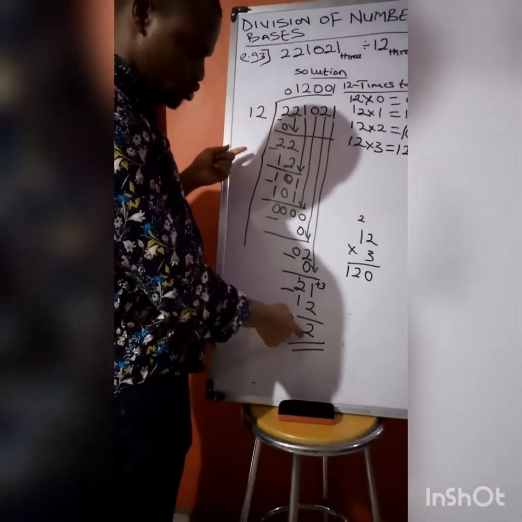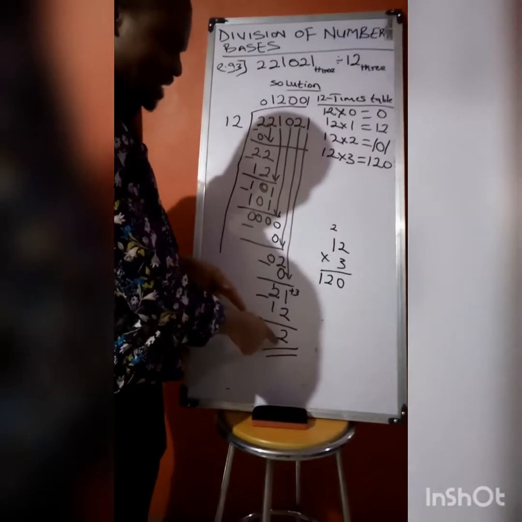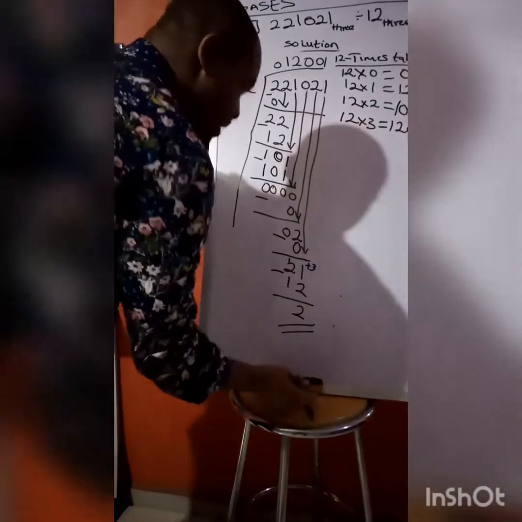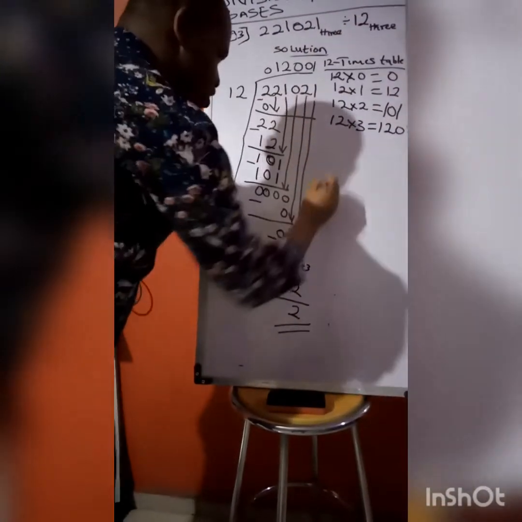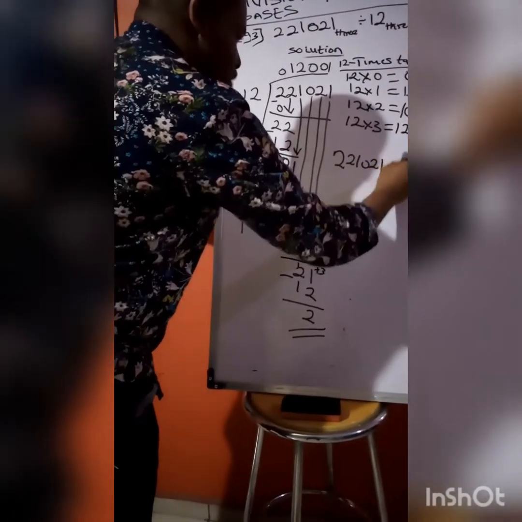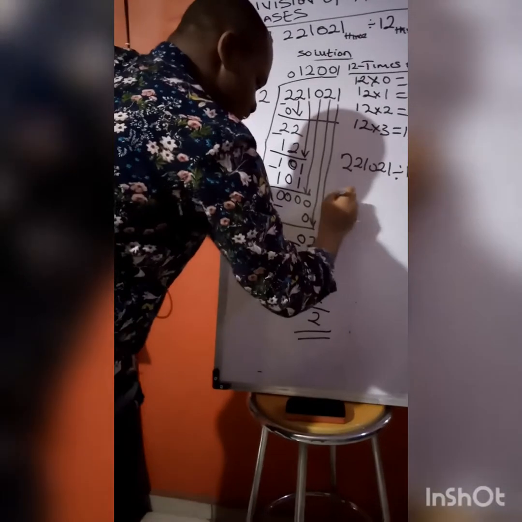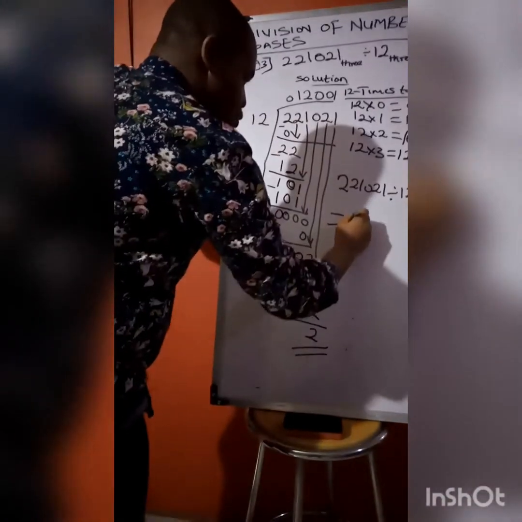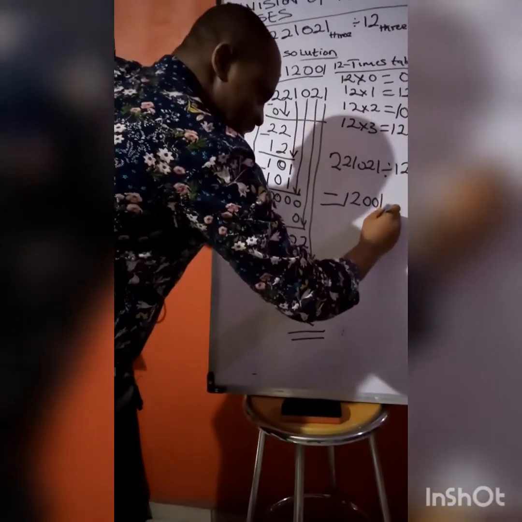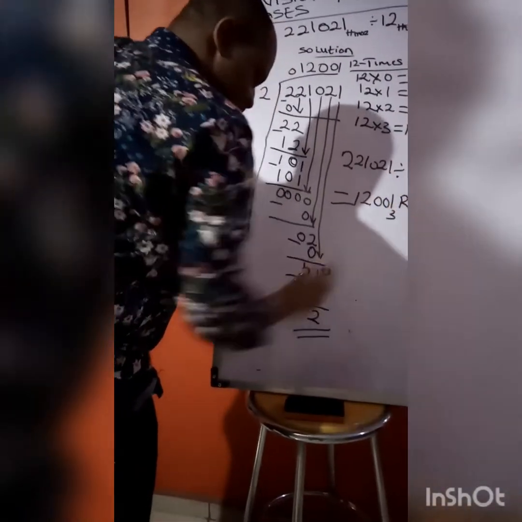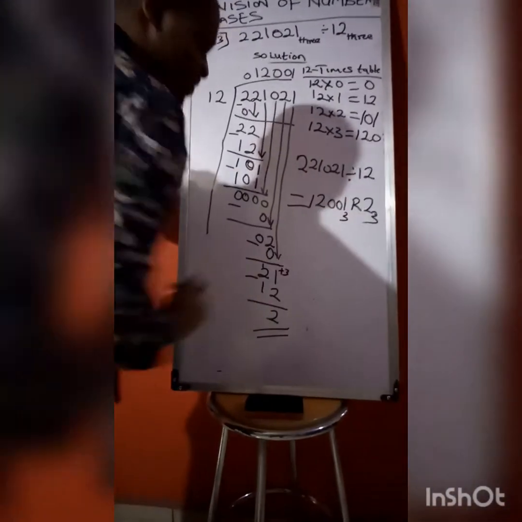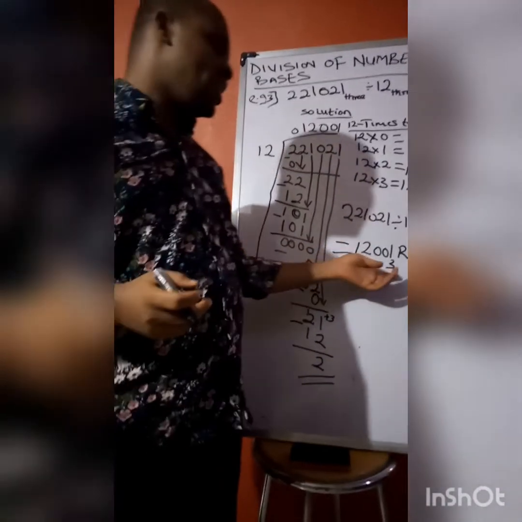Alright, why did I do this? 12 can no longer go into 2. So it means I'm having a remainder of this. So my answer will look like this. Let me take this out. My answer for this question, 2, 2, 1, 0, 2, 1 divided by 1, 2 in base 3 will give me what? This is my answer here. 1, 2, 0, 0, 1 base 3. Remainder what? 2 base 3.